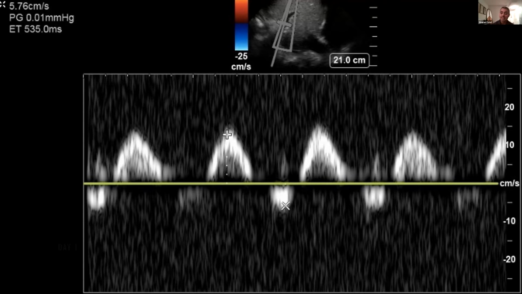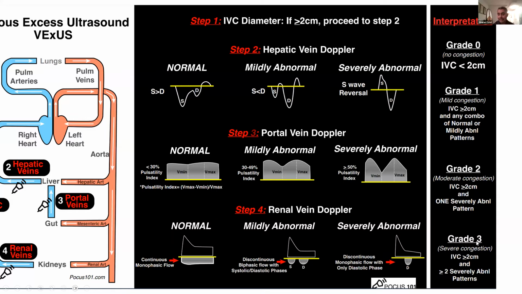But with VExUS, when you combine CVP or a dilated IVC with these additional grades, it is the best predictor of AKI. So the likelihood ratios increase significantly as far as prediction of AKI and cardiorenal syndrome. And so when you see this and you have AKI, you have an answer. You have extreme venous congestion, so this is a severe abnormality. And the hepatic vein was significantly abnormal as well. So when you go back to the grading, this is a grade 3 congestion.